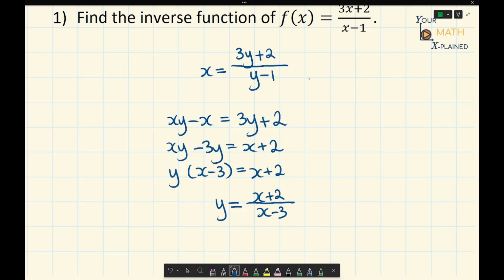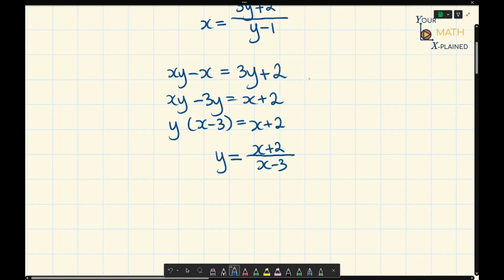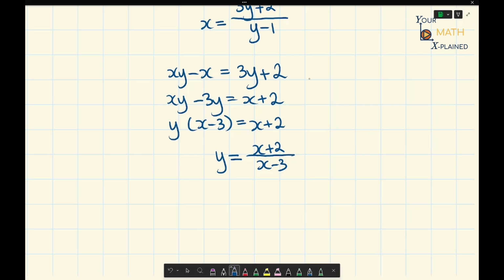And now the final step, remember, is that you have to express your answer as the inverse function. So which means we're going to get f inverse of x is equal to x plus 2 over x minus 3.